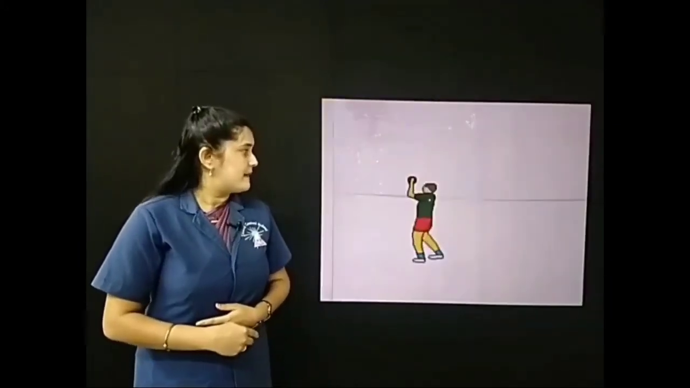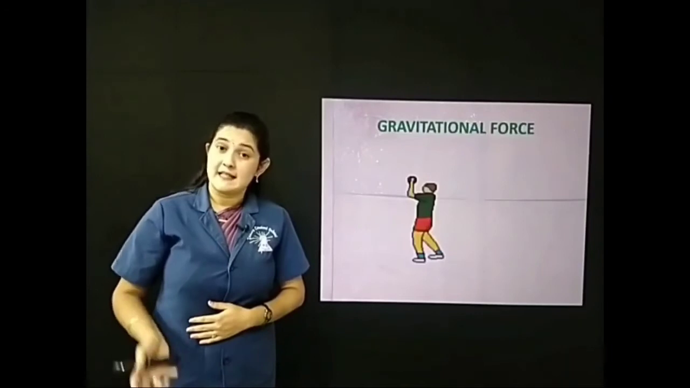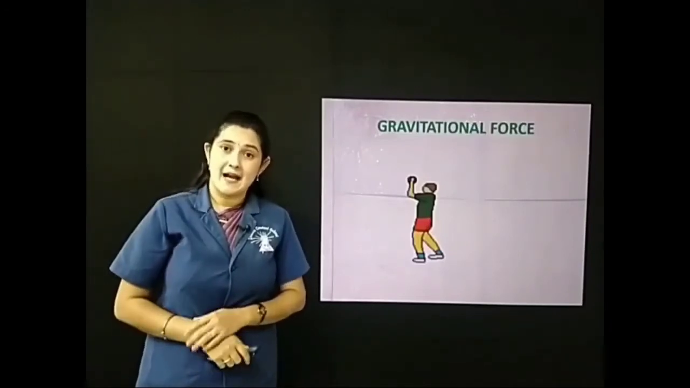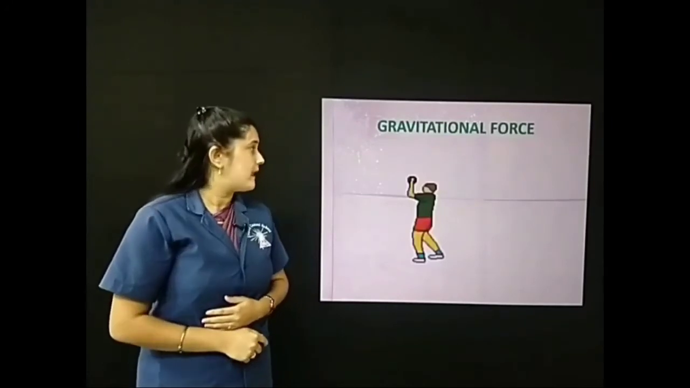You can see in this picture that the boy is trying to throw the ball up. What happens when the ball goes up? It reaches a certain height and returns back to the ground. How is this? It is because of the force of the ground that is called gravitational force. So, whatever object is thrown up comes back to the ground because of gravity.